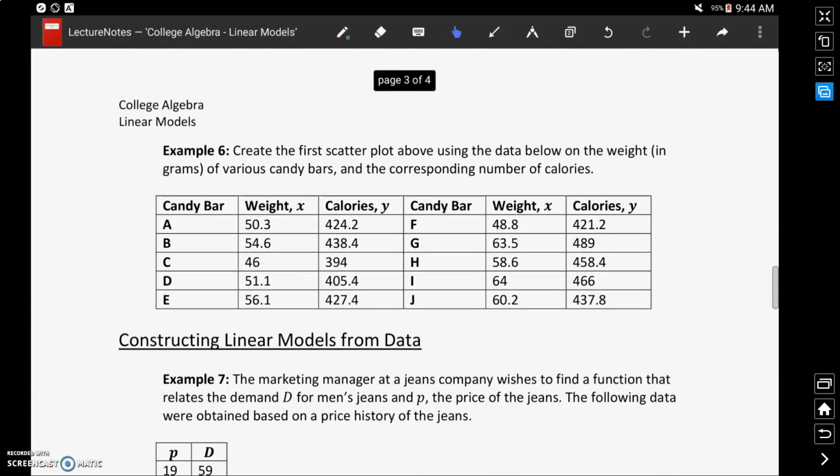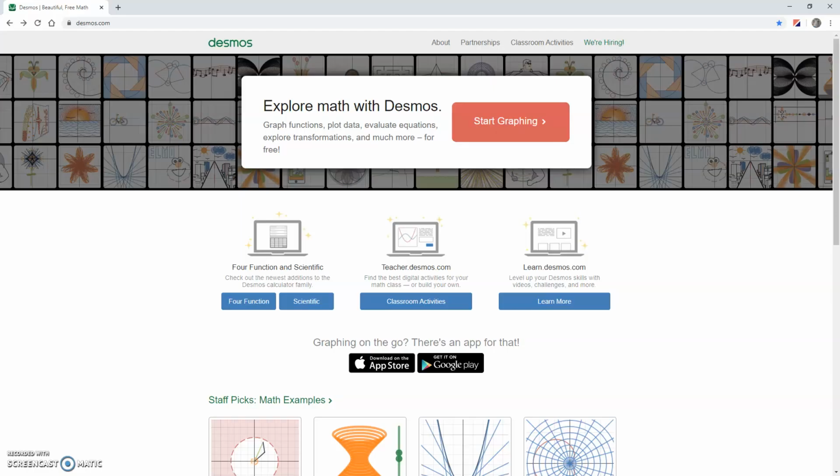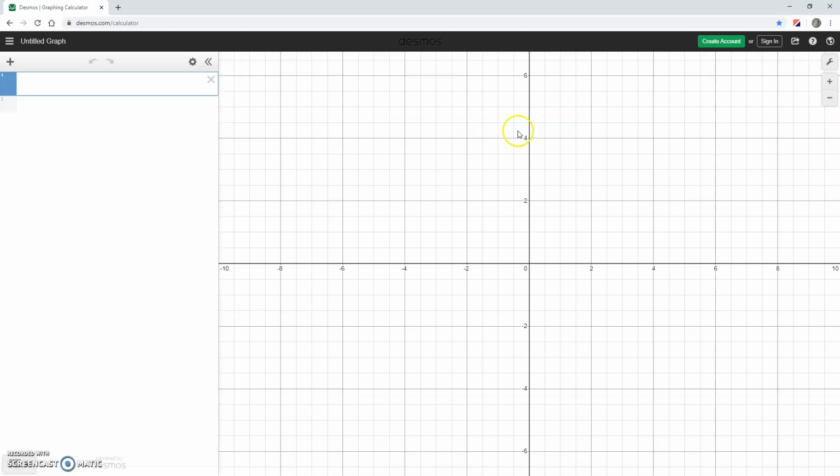In example 6, we're given the actual data that was used to construct that first model. So we're going to switch over to Desmos and look at how we can enter this data. Actually, I'm sorry, we won't look at constructing that linear model quite yet. We're just going to look at how we can plot those points to construct our scatter plot. I've already pulled up Desmos.com, which is freely accessible. Once you open this up, you can just click to start graphing.